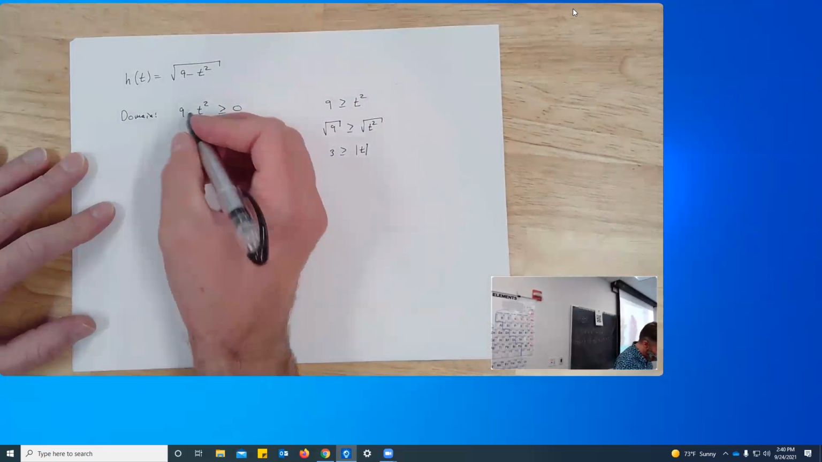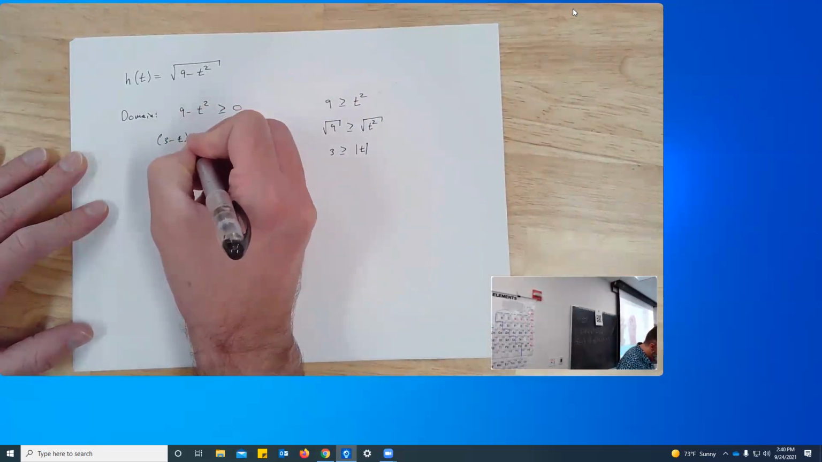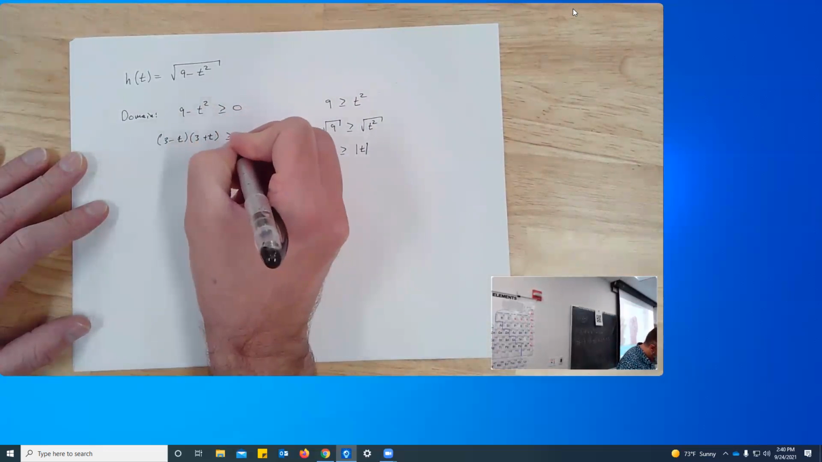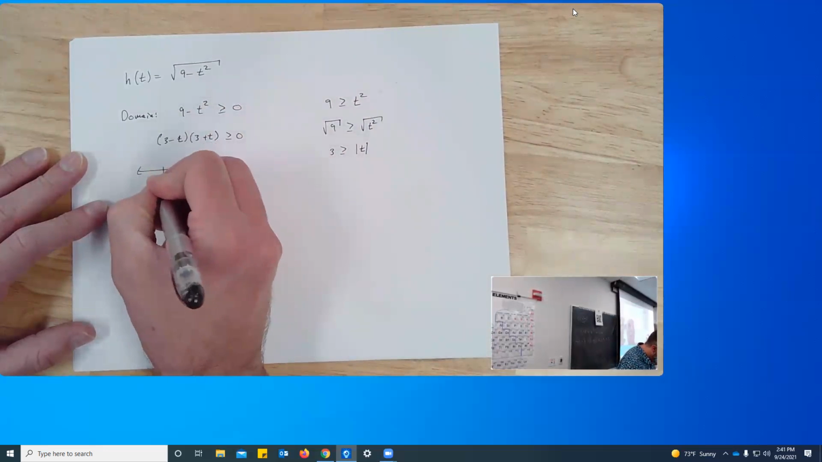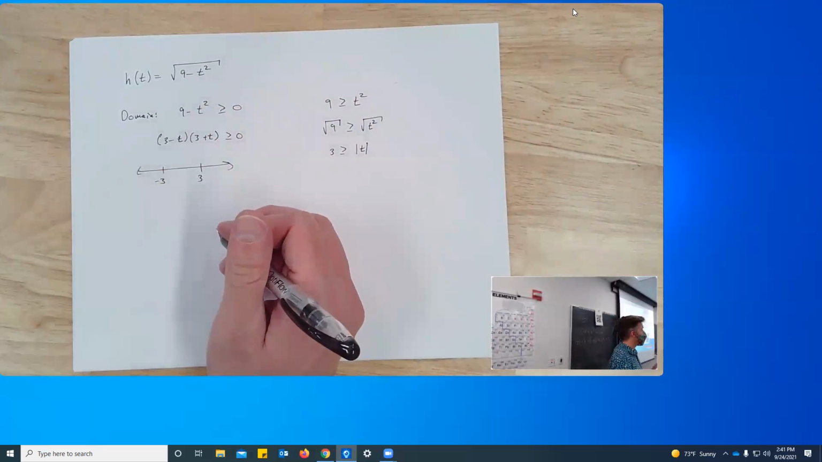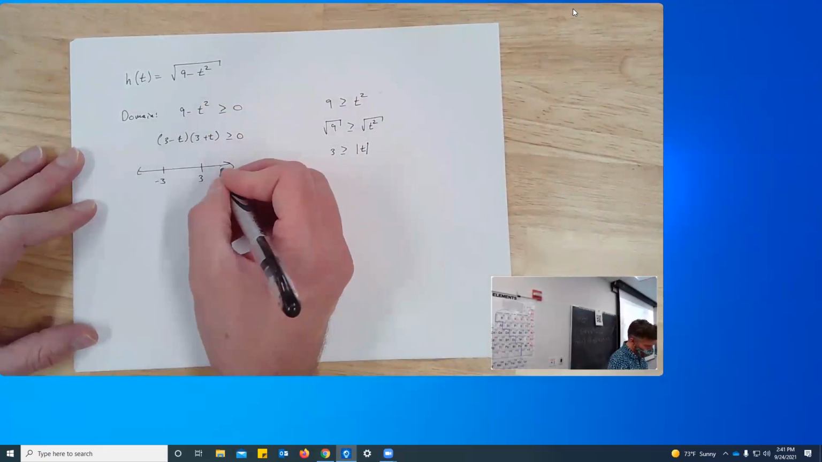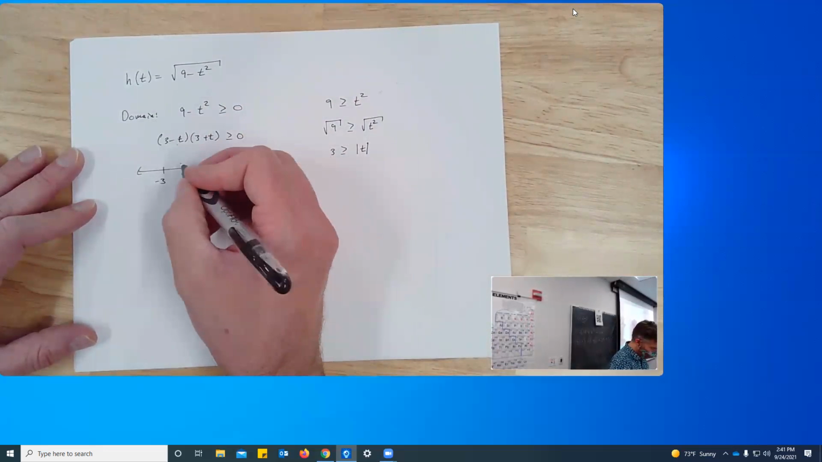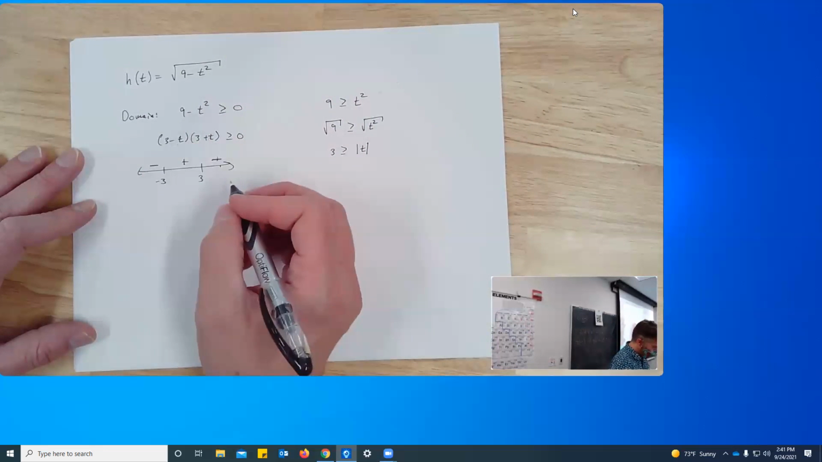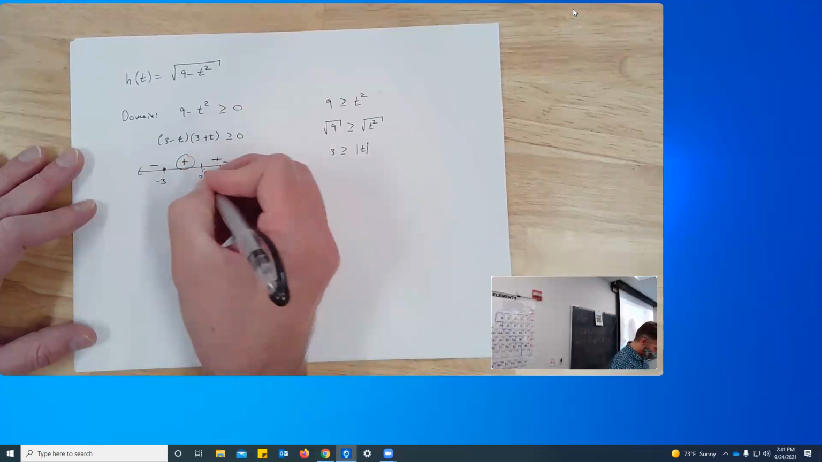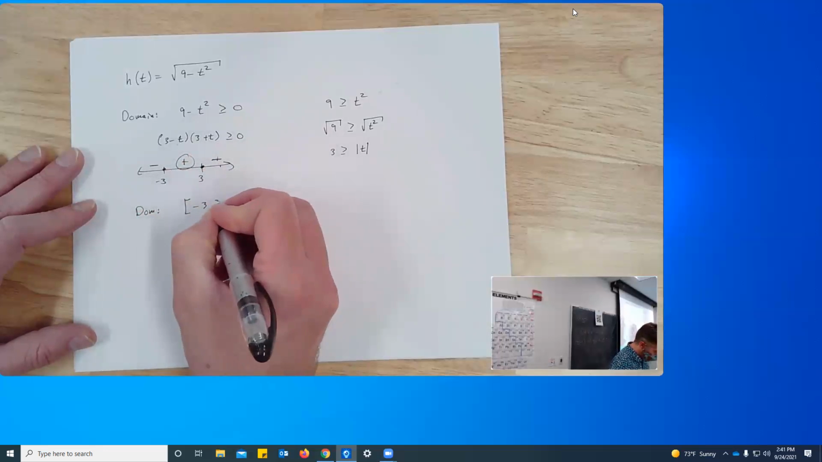So if I were doing it, I would recommend factoring. I would factor this as 3 minus t times 3 plus t greater than or equal to 0. And then on my number line, I've got a positive 3 and a negative 3, because those are the values of t that make the whole expression equal to 0. And then I'm just picking numbers. Pick 4: negative, positive. Pick 0: positive, positive. Pick negative 4: positive, negative. And I want this and the endpoints. So here my domain is everything from negative 3 to 3.